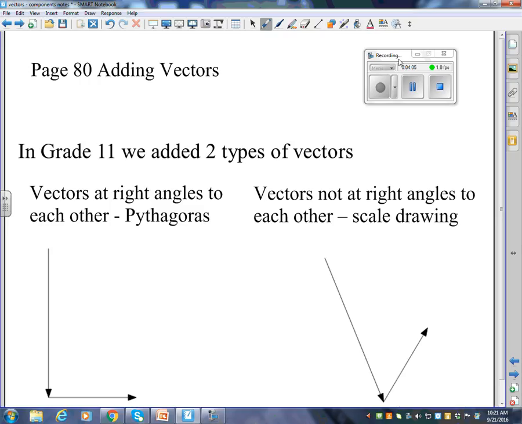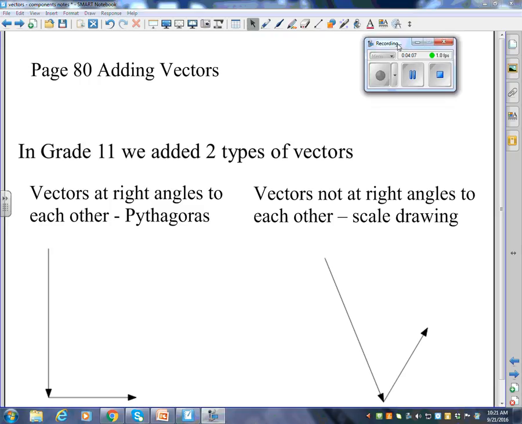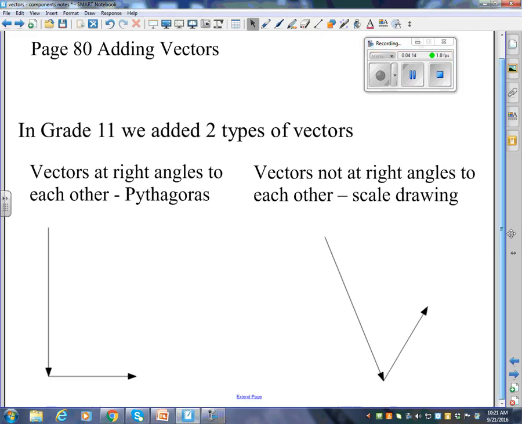You have a page that kind of matches this. It says in grade 11 we added two types of vectors: vectors at right angles to each other, where we used Pythagoras. You don't have this yet. This is just background stuff. You don't have to write this down. Listen and go, okay, yeah. In grade 11 we added two types of vectors. They were at right angles and we used Pythagoras. Remember me yelling at you when you tried to use Pythagoras when they weren't at right angles? You no longer have to worry about that.